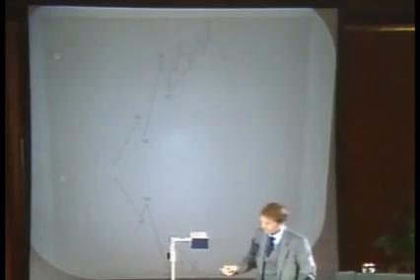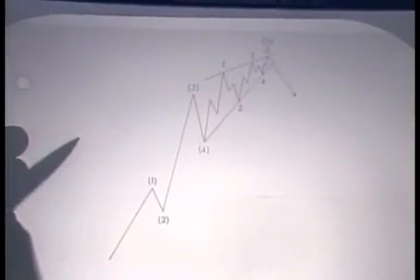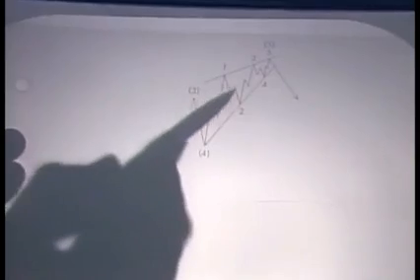We've mentioned rules several times. Wave 2 cannot exceed the origin of wave 1. Wave 3 cannot be the shortest wave. Wave 4 cannot overlap wave 1. The only true variation in style to this is the diagonal triangle. Because in a diagonal triangle, each wave subdivides into a 3-wave structure within the diagonal.